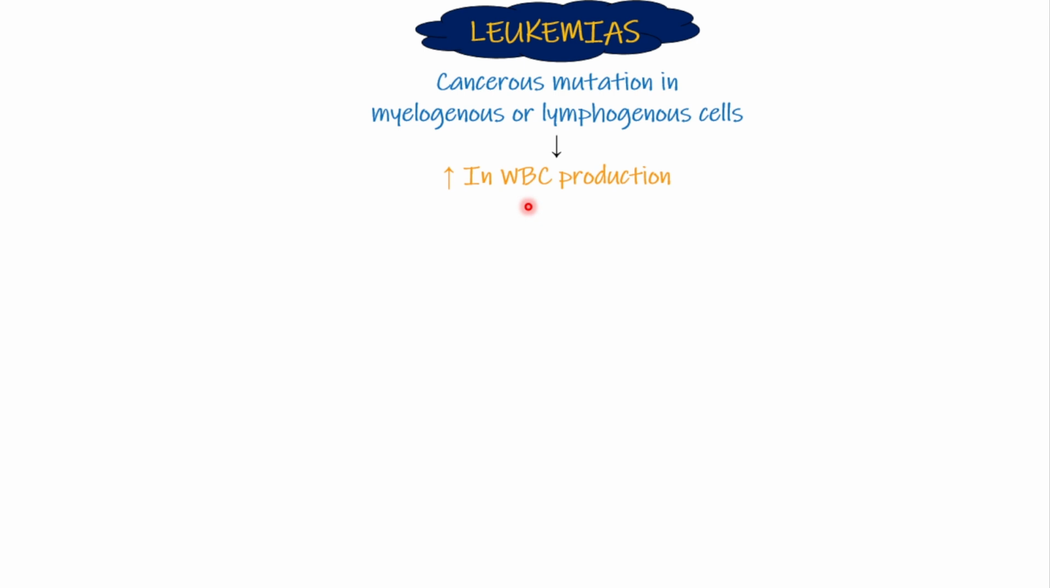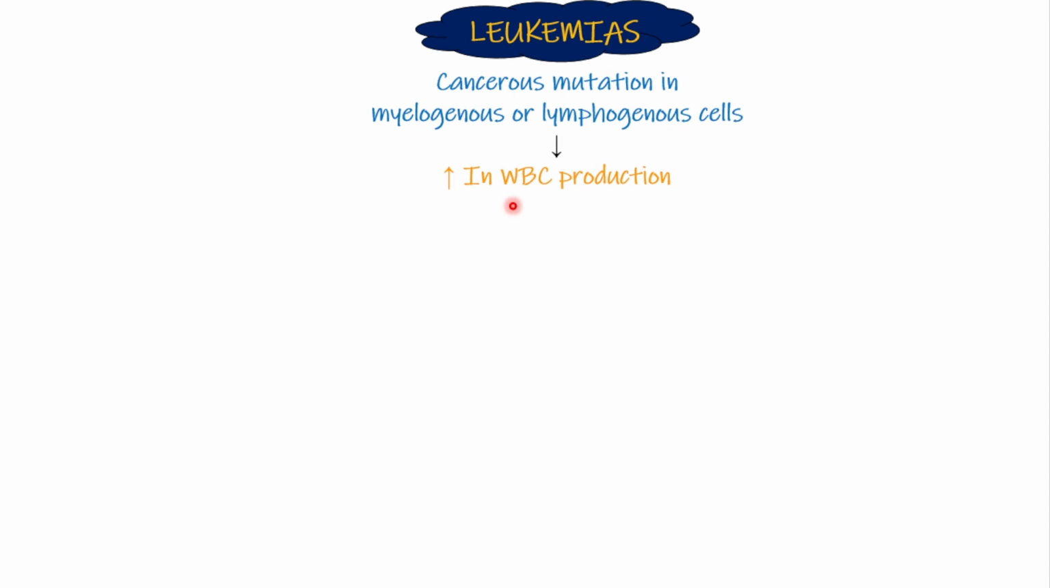Now, as you know, what happens in cancer? In cancer, there is uncontrolled production of cells, and the cell becomes abnormal. So, basically, in leukemias, there is uncontrolled production of white blood cells. So, there will be an increase in the number of white blood cells. But these white blood cells are not the normal white blood cells.